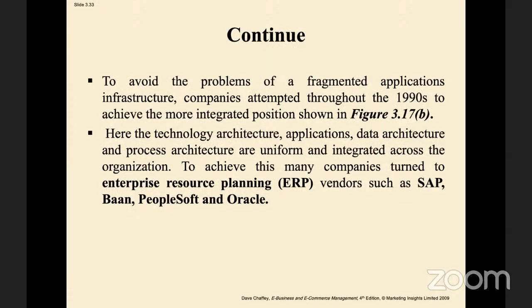Then, to avoid the problems of a fragmented applications infrastructure, companies attempted throughout the 1990s to achieve the more integrated position shown in figure 3.17b. Here the technology architecture, applications, data architecture, and process architecture are uniform and integrated across the organization. To achieve this, many companies turn to enterprise resource planning vendors such as SAP, BAAN, PeopleSoft, and Oracle. So these are all the software we are using in different big companies nowadays.